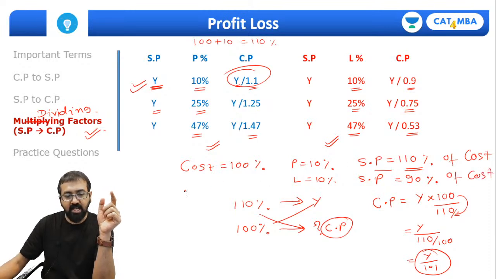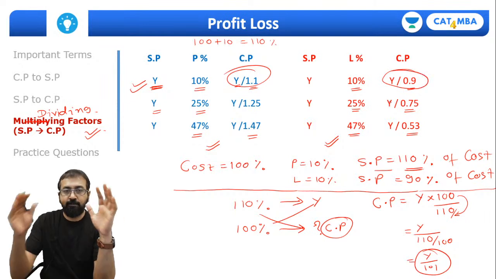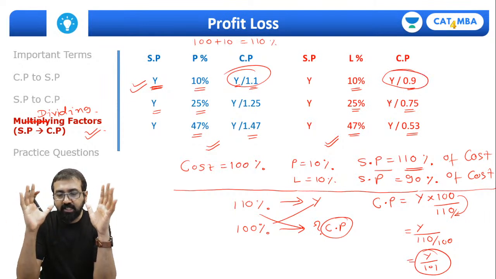Okay, and we can again apply the same concept, same unitary method, and we will come to this conclusion that cost price will be Y divided by 0.9. Have you all understood this part? Everyone, can you quickly do it?